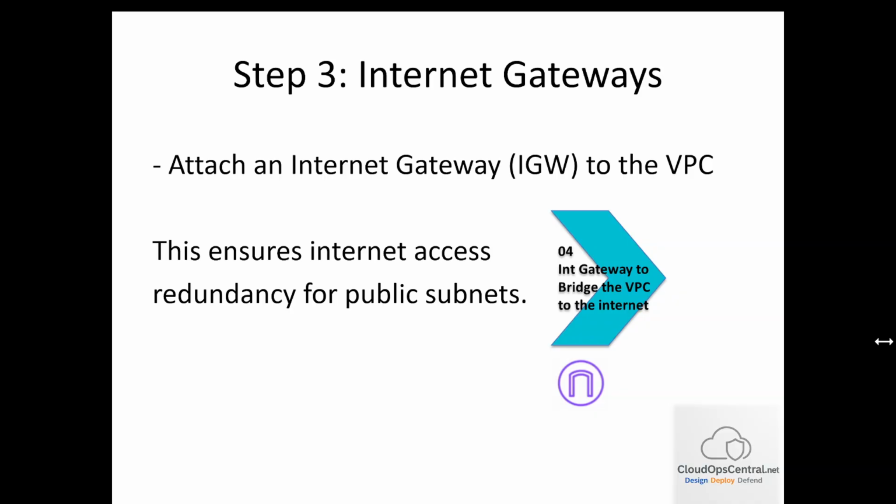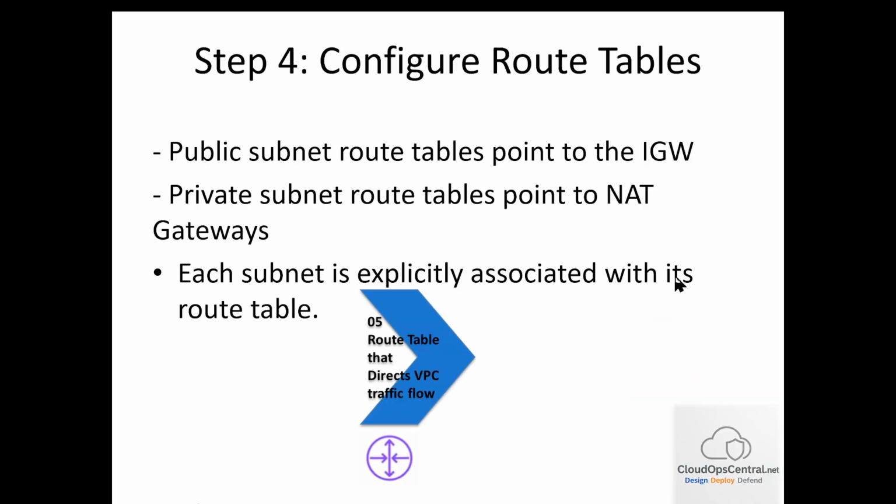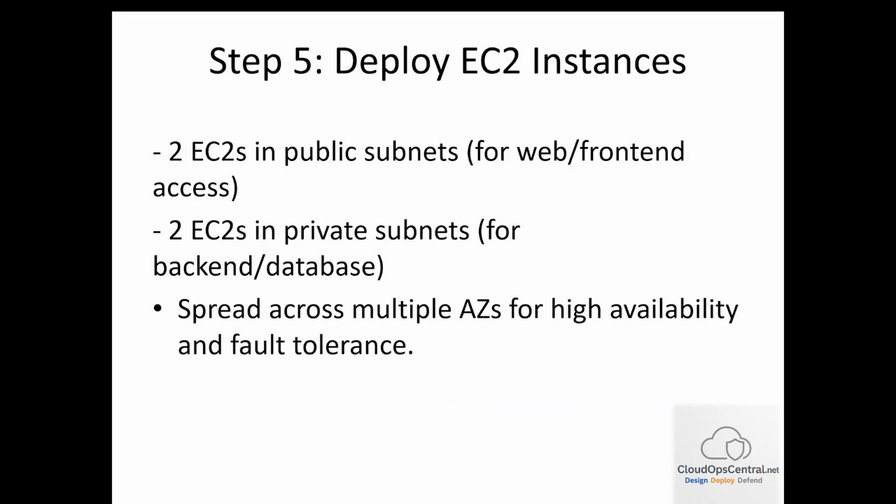But let's go back to our PPT, and we made the route table. Public subnet route tables point to the internet gateway. Private subnet tables point to a NAT gateway if you want internet access, but we don't want that. And each subnet is explicitly associated with a route table. We're not going to worry about that right now because we're only going to do one EC2 instance. I will build the rest later and show you something else in another video.